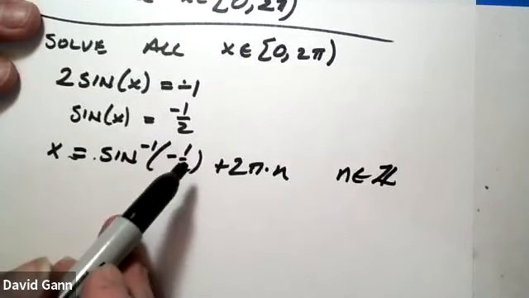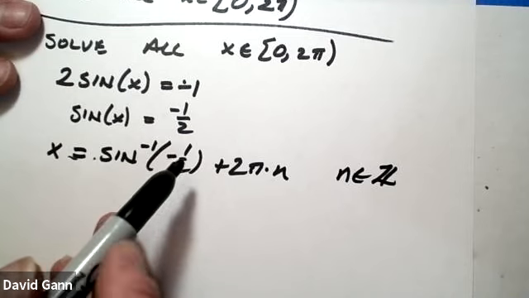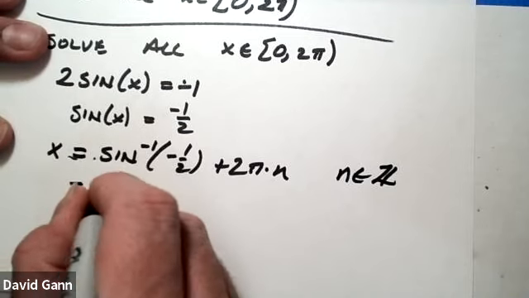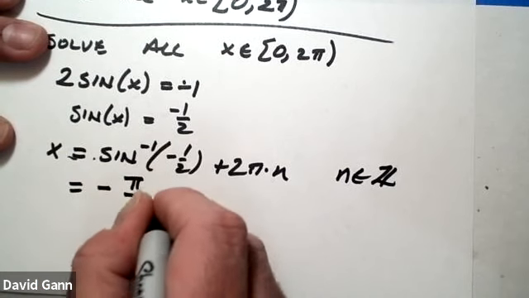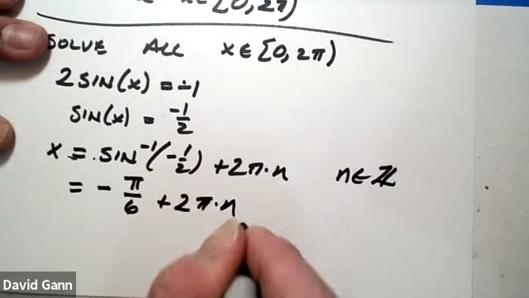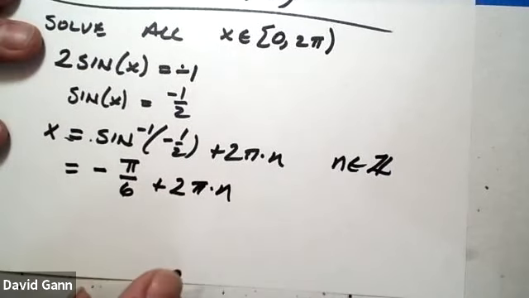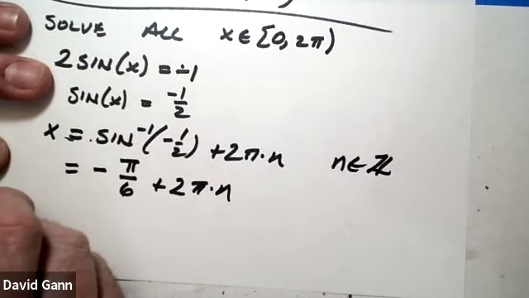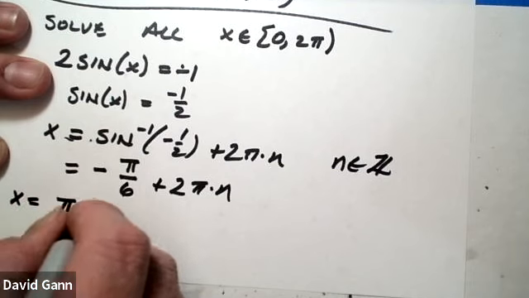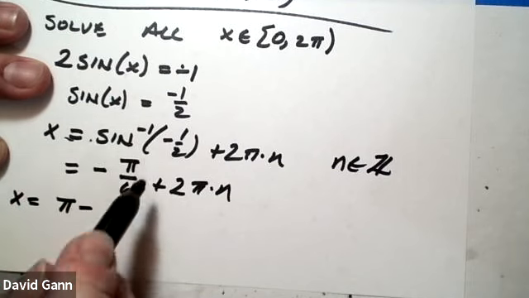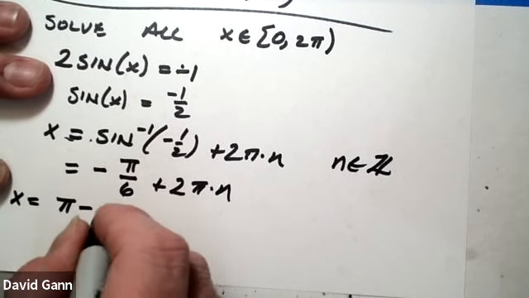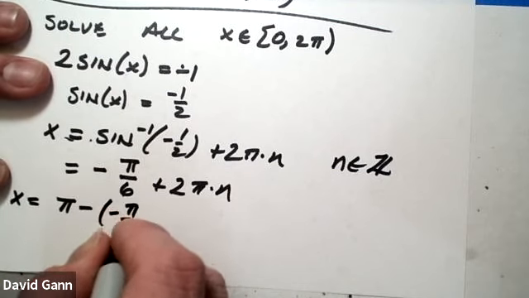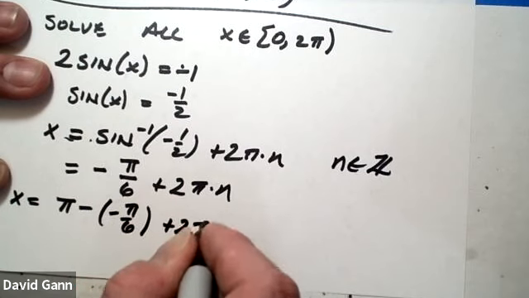Now we know what inverse sine of -1/2 is. This just happens to be negative pi over 6 plus 2 pi times n. That's the principal root. Now what about the alternate root? Well, that's going to be x equals pi minus, and I'm just going to substitute the value right here because we already have it, pi minus negative pi over 6 plus any coterminal angles.